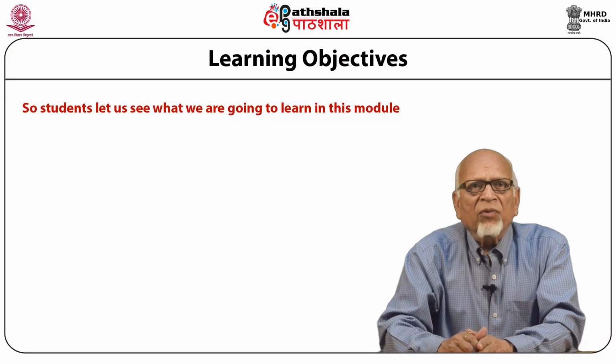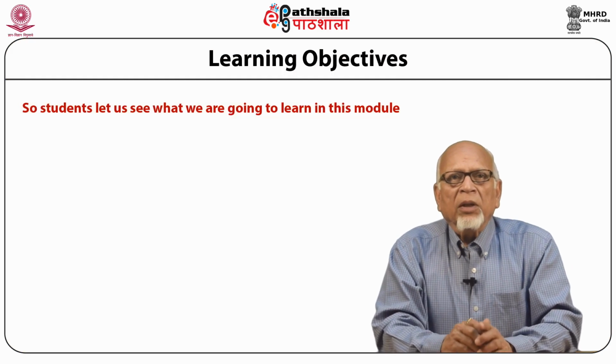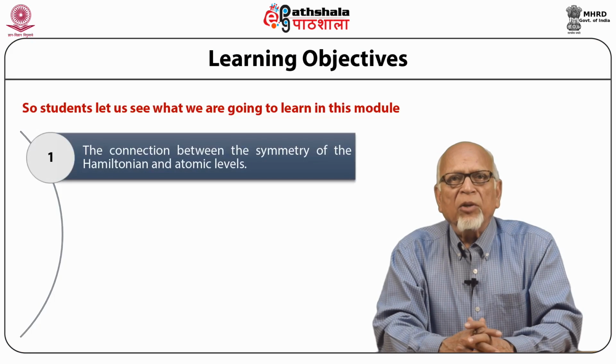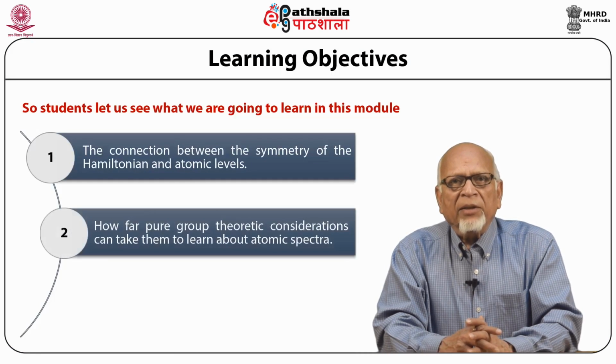Today we will continue to discuss the use of group theory in quantum mechanics, from the paper Mathematical Physics. So let us see what we are going to learn in this module. In this module, we will learn about the connection between the symmetry of the Hamiltonian and the atomic levels. We will see that from purely group theoretical considerations, we can learn a lot about atomic spectra.